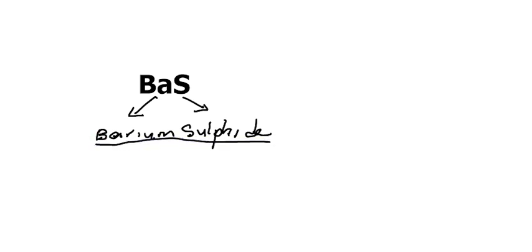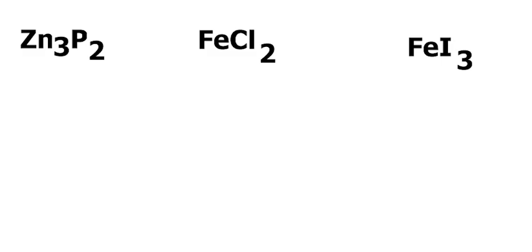Then you move to the next. Let's go to the next. Here we have three compounds. You see the three metals here. They are all transition metals. Transition metals mean the oxidation states are likely changing.